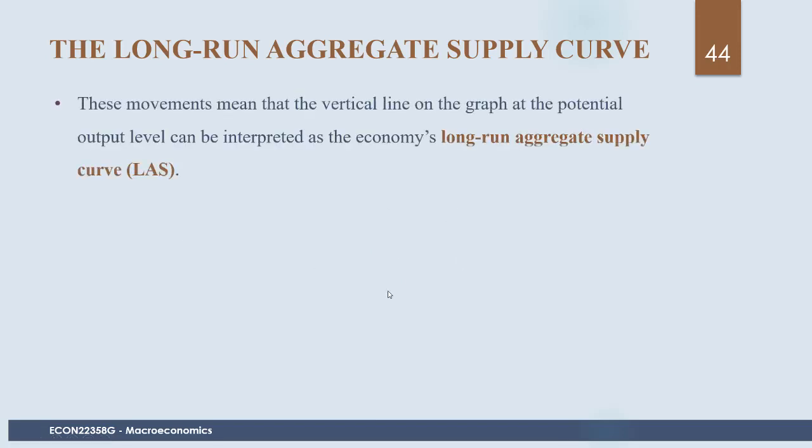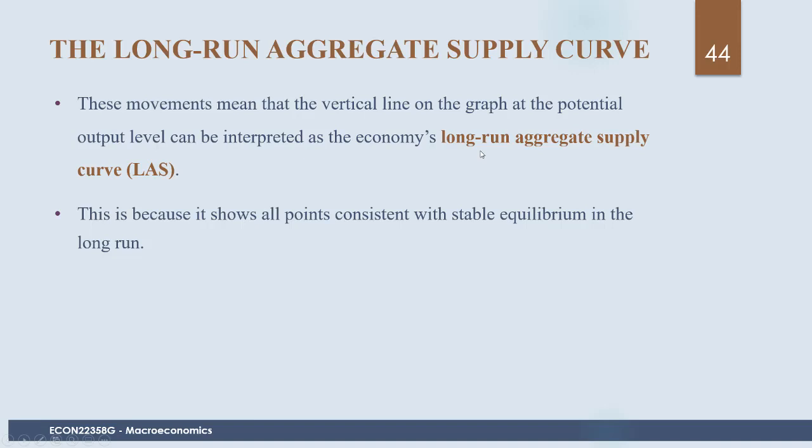So these movements mean that the vertical line on the graph at the potential output can be interpreted as the economy's long-run aggregate supply curve. Because of this self-adjustment, we think that, in the long run, the economy will operate at potential output. And so we call that the long-run aggregate supply curve. And that amount, it's fixed, is based on real things like how much human resources we have, how many skills we have, how many natural resources we have, real physical things that determine how much we can produce. So basically, the long-run aggregate supply curve is showing all points consistent with a stable long-run equilibrium.